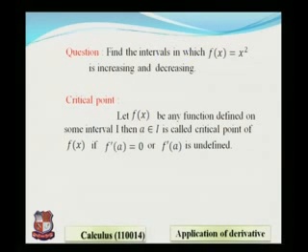Okay, now my question is, suppose we have to find the interval in which f of x is equal to x square is increasing or decreasing. Then it is not always easy to find such an interval. For that we have one provision, namely first derivative test for monotonic function. Before we proceed, let us first define critical point. What do you mean by critical points?